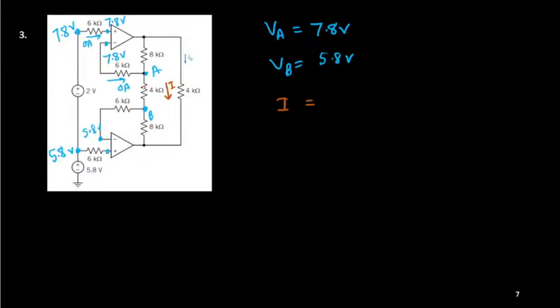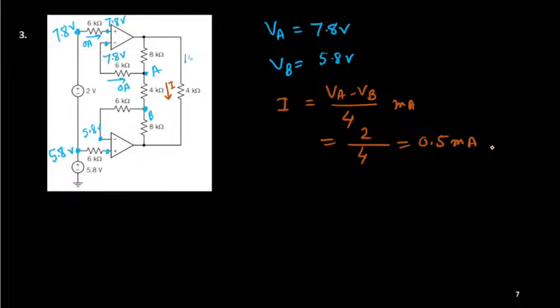Okay, so what is the current I? I is simply VA minus VB by this 4K, that is a milliampere. So this gap is 2 volt because 7.8 and 5.8, it's 2 volt, and by 2, this is equal to 0.5 milliampere, correct.